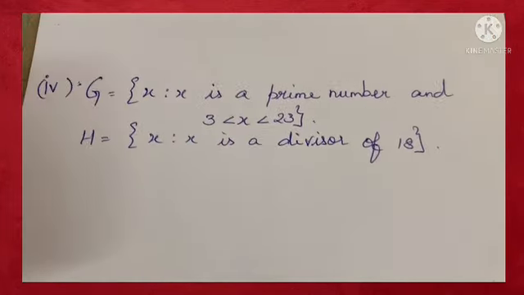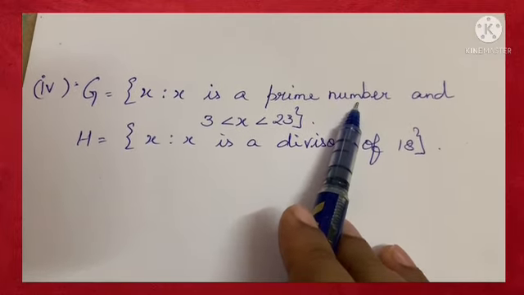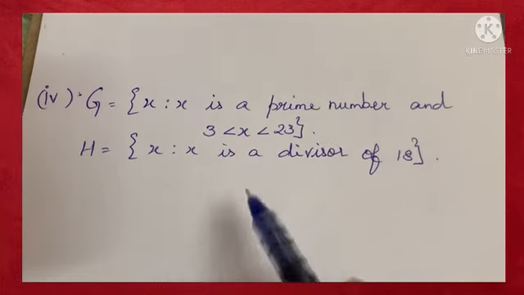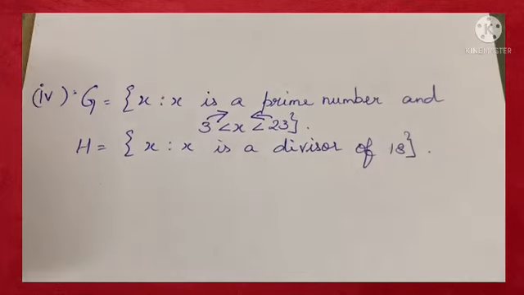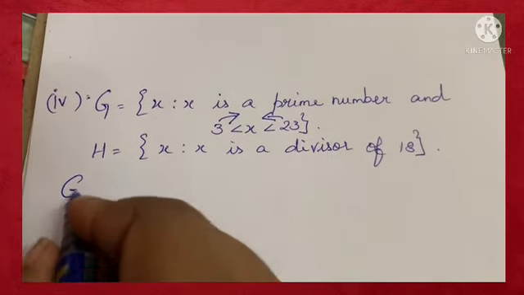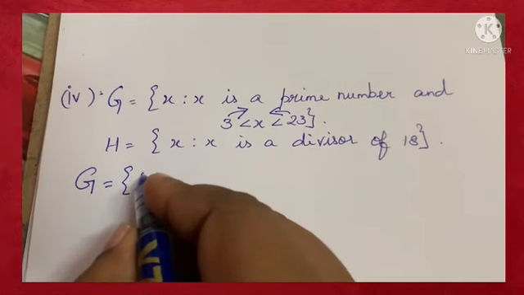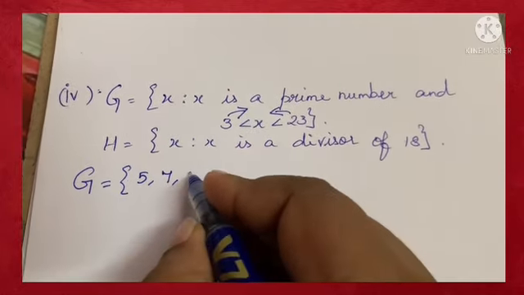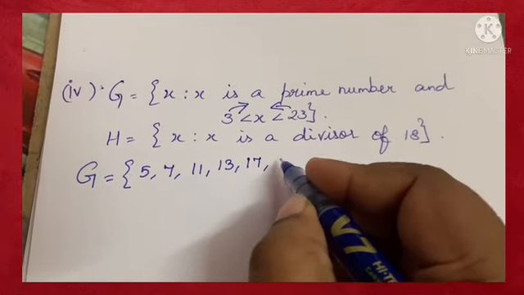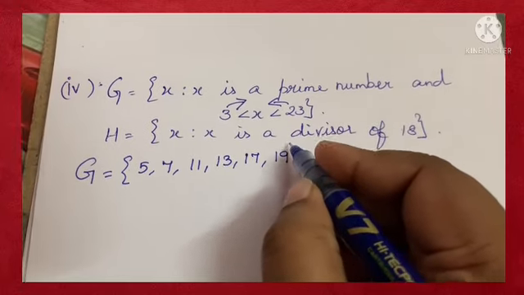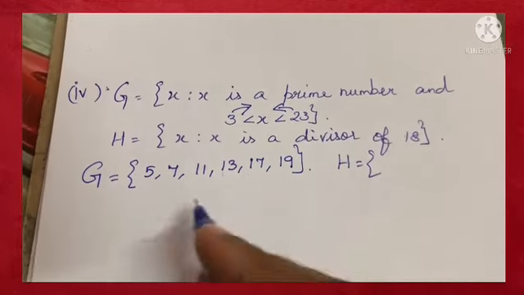Moving to your next one. G is equal to X such that X is a prime number. What number? Prime number. And that should be greater than 3 and less than 23. So what are the prime numbers I will get? Greater than 3, 5, 7, 11, 13, 17, 19. Any other number? No. Same way, H, what they have given?